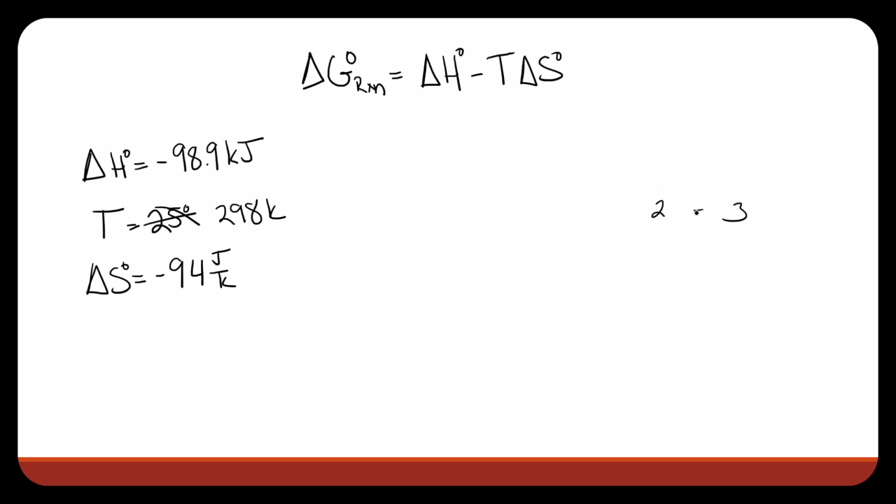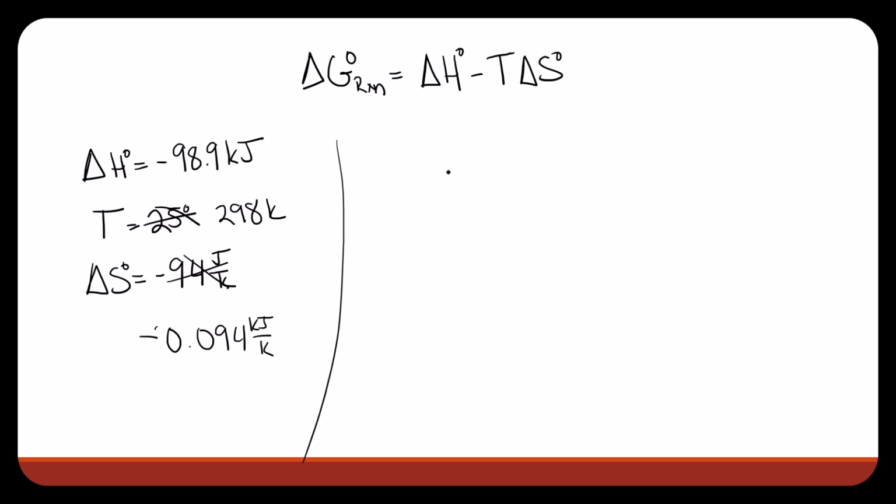The other change that we need to make is with the joules and kilojoules. So again, I don't care which way you go. I'll accept both. But I tend to take joules to kilojoules. I just like decimals better than I like 10,000. So I'm going to divide this number by 1,000. And it's going to become negative 0.094 kilojoules over Kelvin.